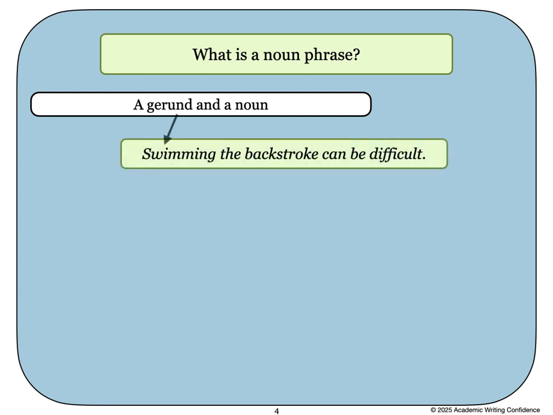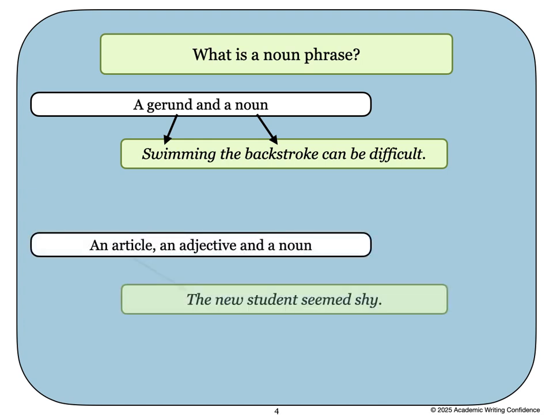One more common type of noun phrase is made by writing a gerund and a noun together. Swimming the backstroke can be difficult. And one more very common type of noun phrase is made up of an article, an adjective, and a noun. The new student seemed shy.